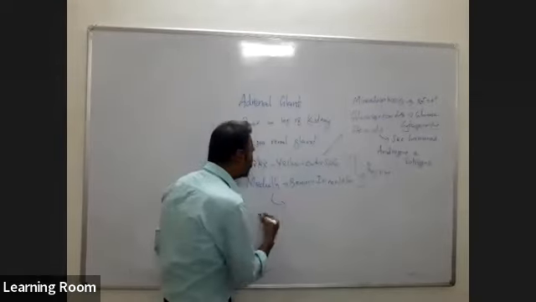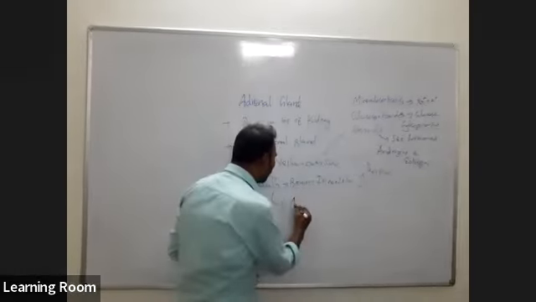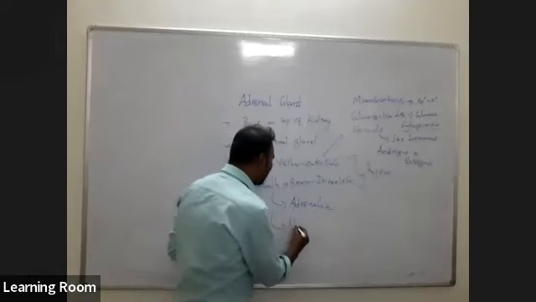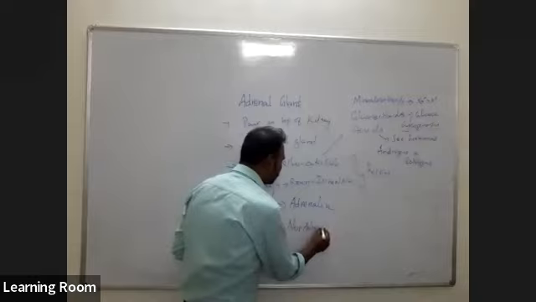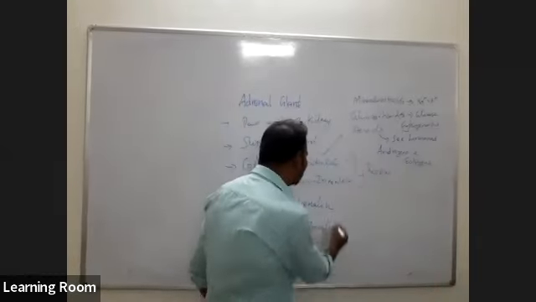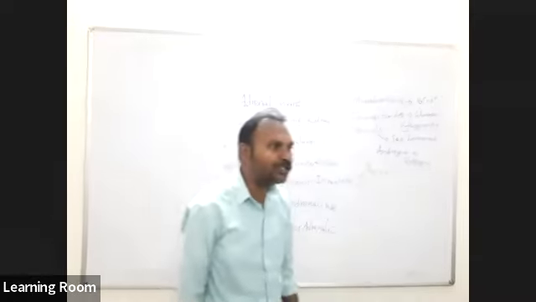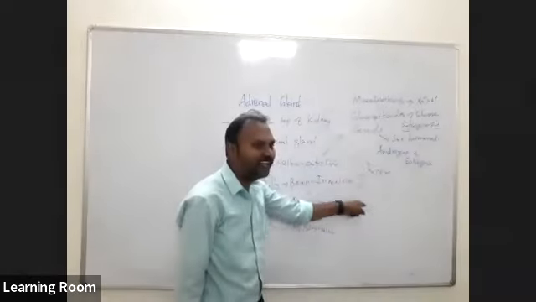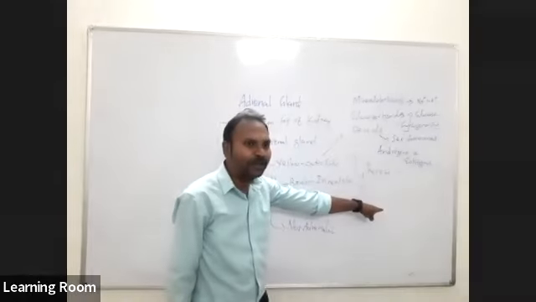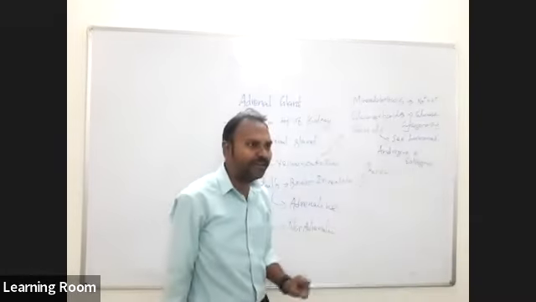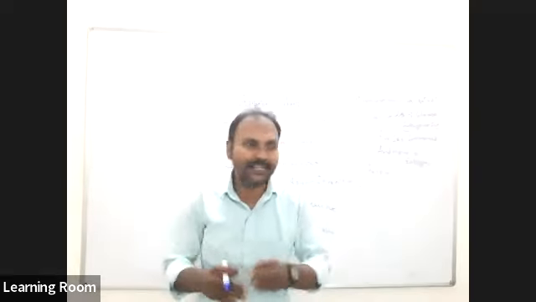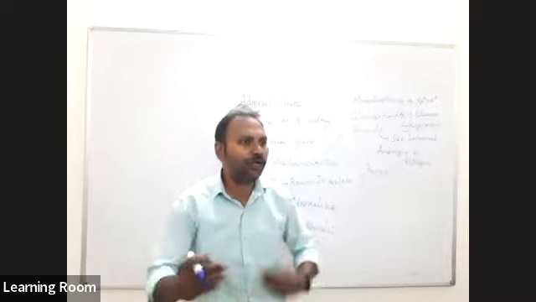Now, what is special about the medulla region of the adrenal gland? Here, two hormones, two classes of hormones: adrenaline and noradrenaline. What are the two hormones? Adrenaline and noradrenaline. They are also called epinephrine and norepinephrine. Adrenaline, also called epinephrine; noradrenaline, norepinephrine. These two are the important hormones of the medulla region.